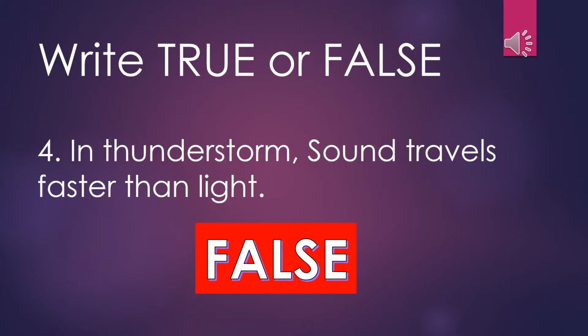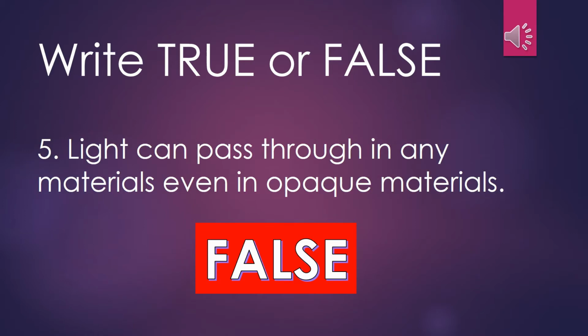Number 4. In a thunderstorm, sound travels faster than light. That is false, because light is faster than sound. Number 5. Light can pass through any materials, even opaque materials. That is also false, because light cannot pass through opaque materials.